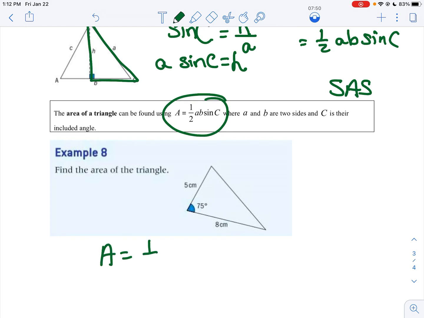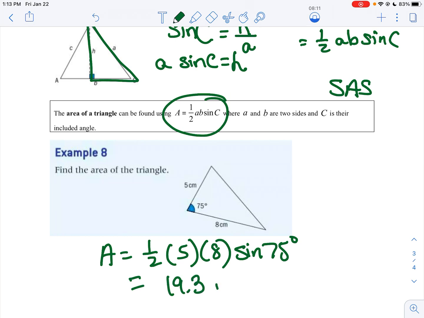So in example 8, find the area. The area then would be 1/2. It's the 2 included sides that touch that included angle times the sine 75 degrees. So use a calculator and tell me what you get. I got 19.3. Area is units squared.